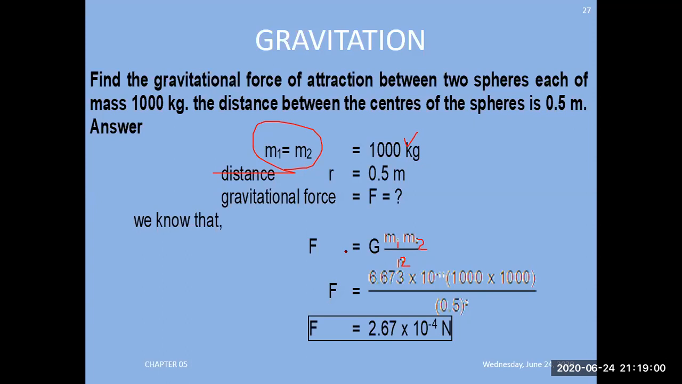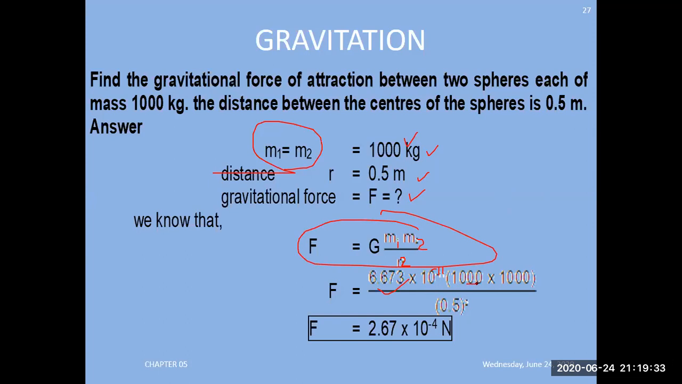First of all, we write the given data, and you are asked to calculate force. Which formula is used to calculate force? This one. So F is equal to G m1 m2 divided by R square. Here the value of G is 6.67 into 10 raised to minus 11, and the unit of G is Newton meter square per kg square.